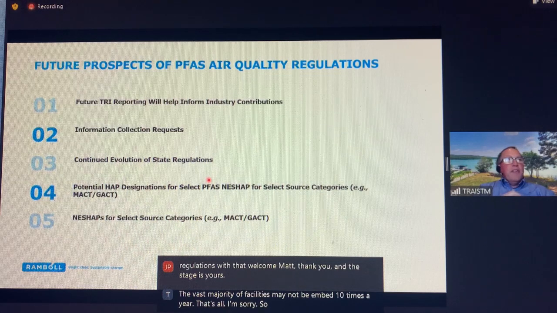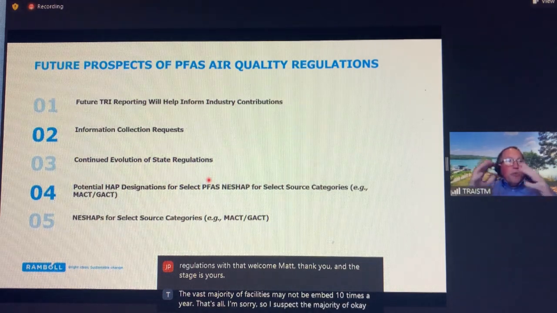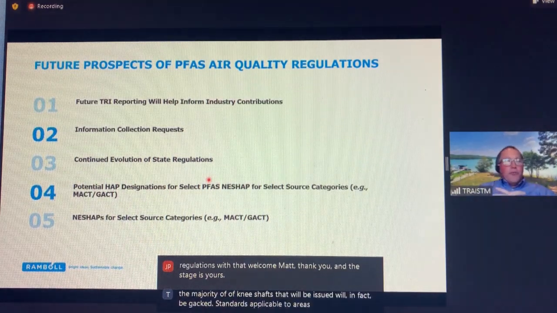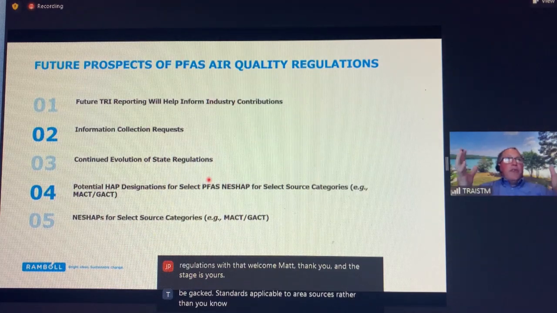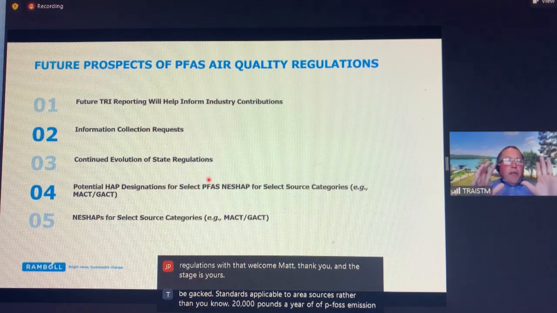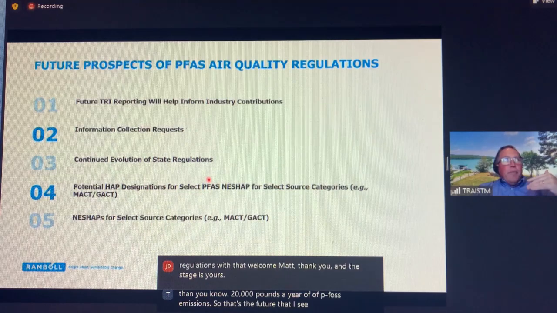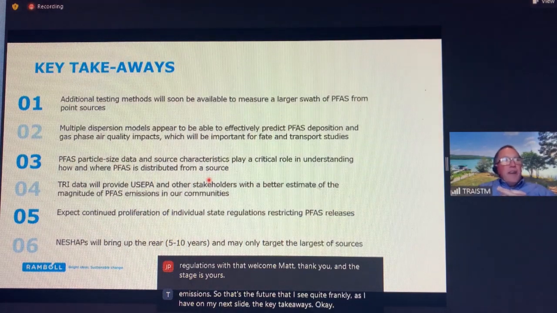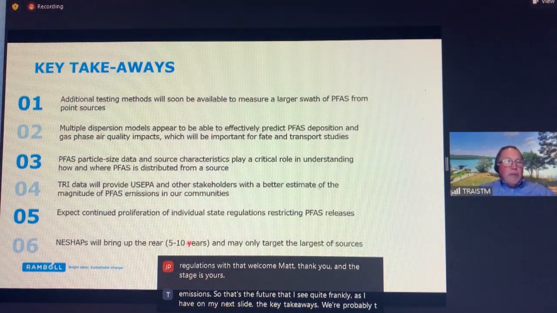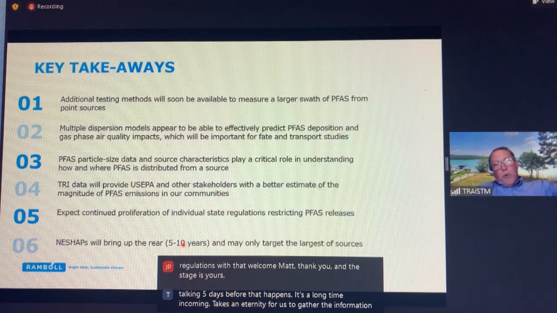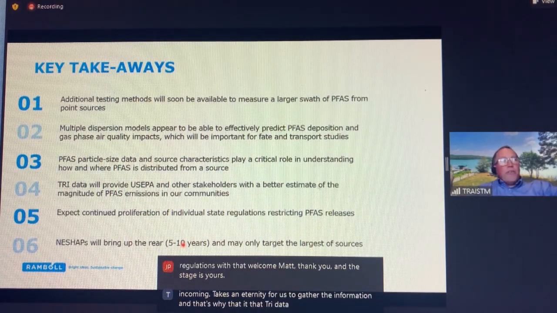So I suspect the majority of NESHAPs that will be issued will in fact be GACT standards applicable to area sources rather than 20,000 pounds a year of PFAS emissions. So that's the future that I see. Quite frankly, as I have on the next slide, key takeaways, we're probably talking 5 to 10 years at best before that happens. It's a long time in coming. It takes an eternity for us to gather the information, and that's why that TRI data is important.